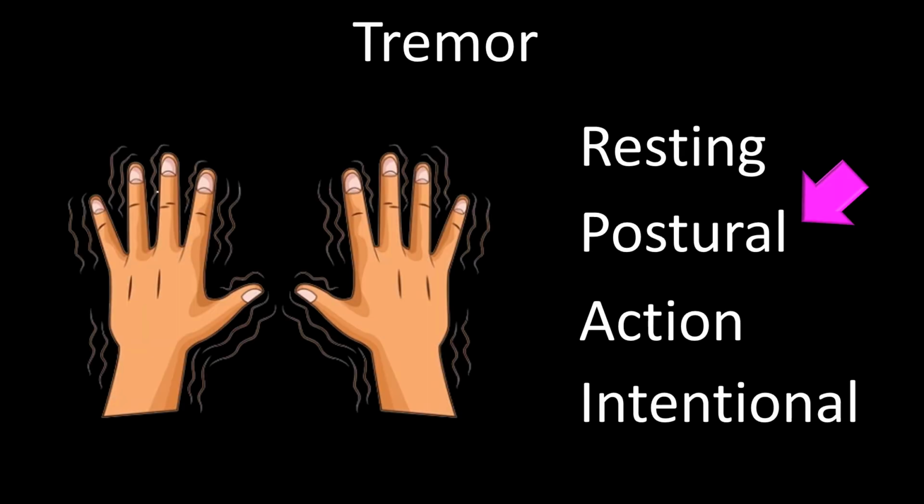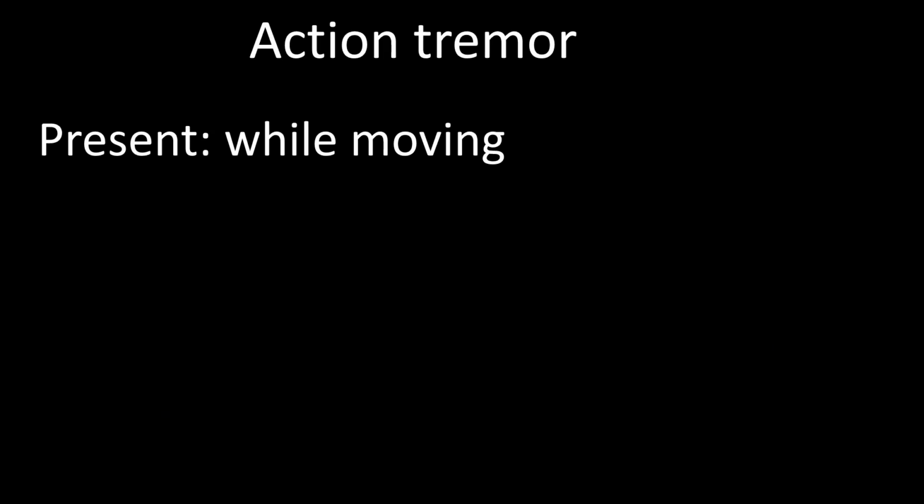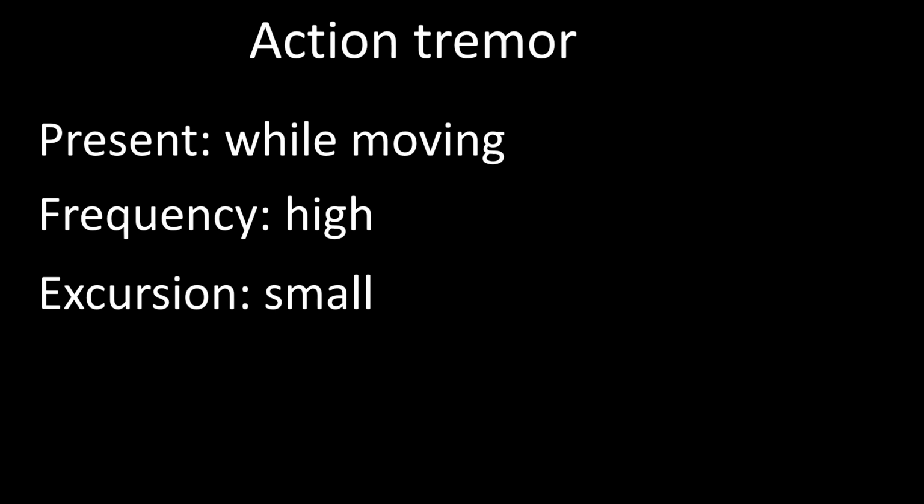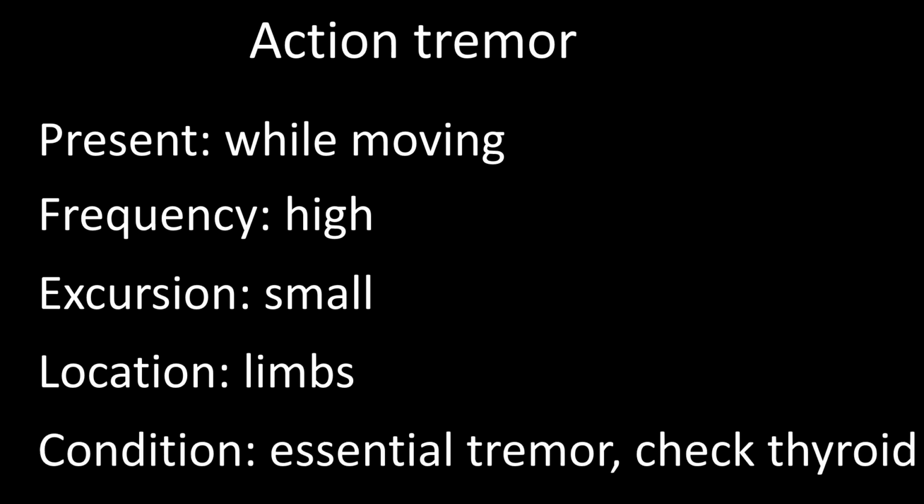After postural tremor, we will talk about action tremor. Action tremor is worsened by or only present during movement. It is high frequency. Excursion of the body part involved is small. Location most often involved are the limbs. This tremor usually occurs in conjunction with postural tremor in essential tremor, the condition we previously mentioned.